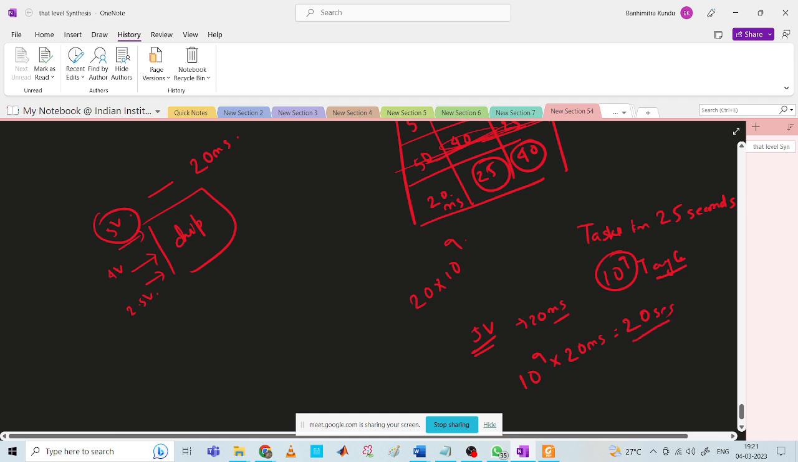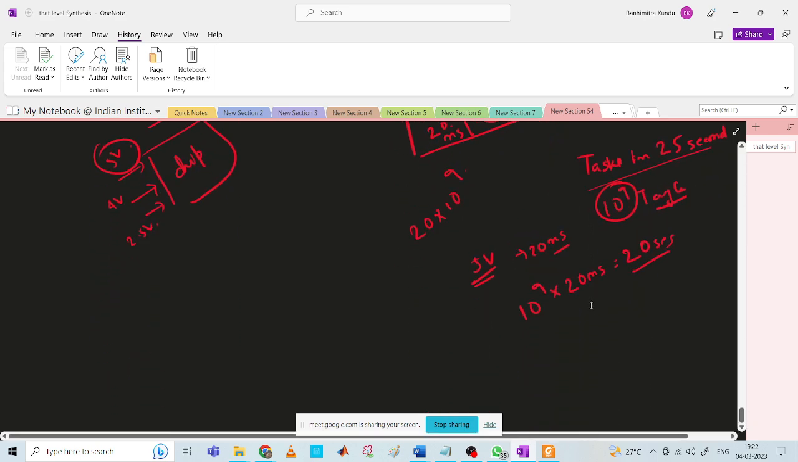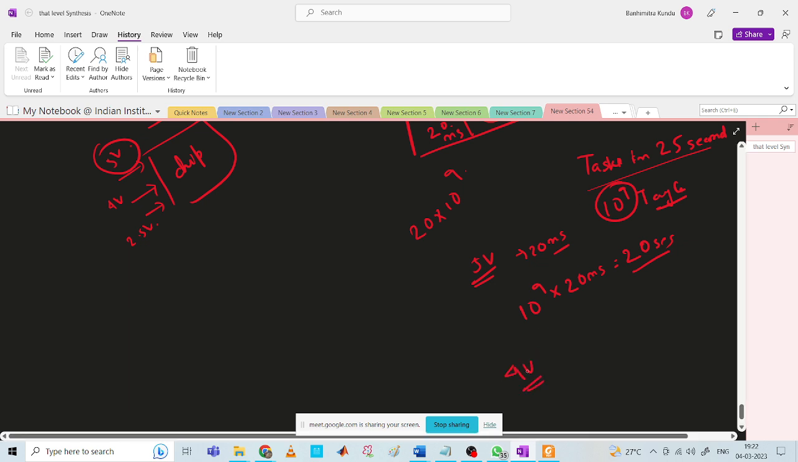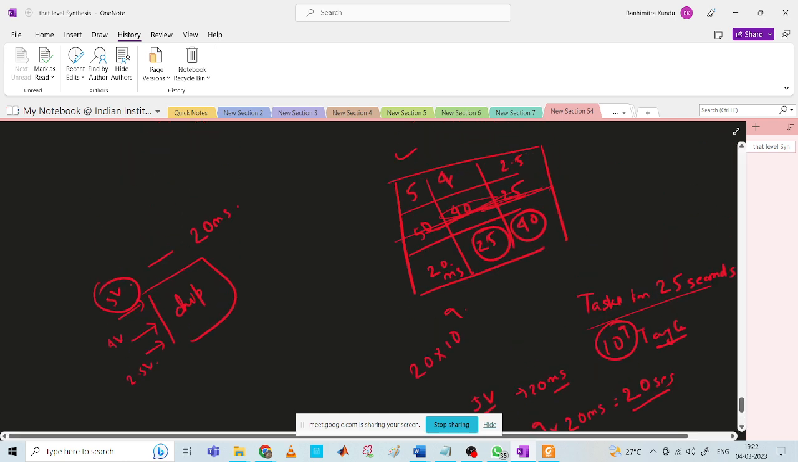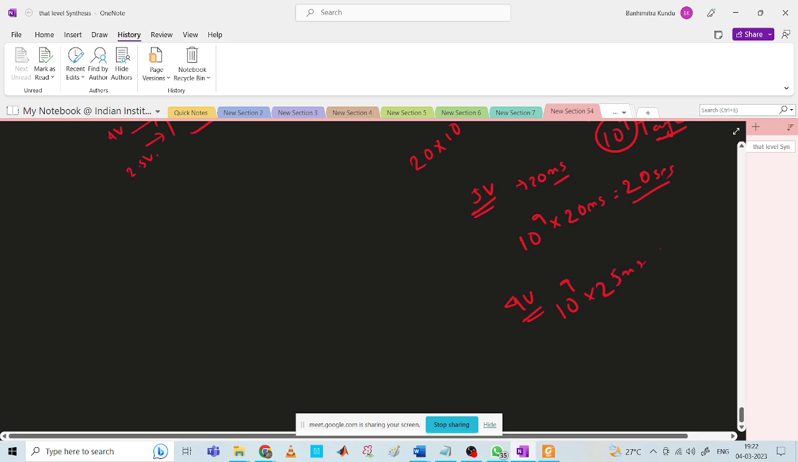So your task will finish at 20 seconds, but given the deadline of your task is 25 seconds, you are finishing the task much before the deadline. You still have 5 seconds buffer in your hand. Now let's say that instead of doing like this, what if we take 4 volts? At 4 volts the cycle time is 25 nanoseconds, so it is 10 to the power 9 into 25 nanoseconds, which will be 25 seconds.